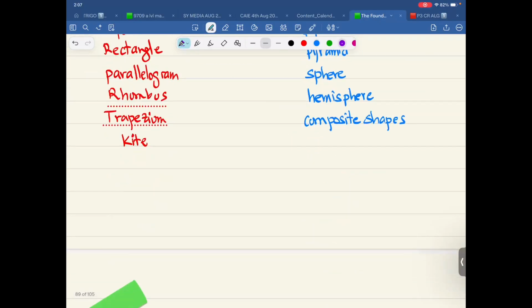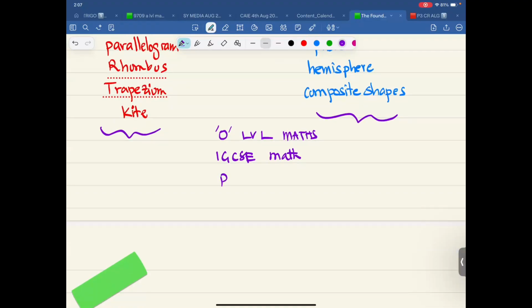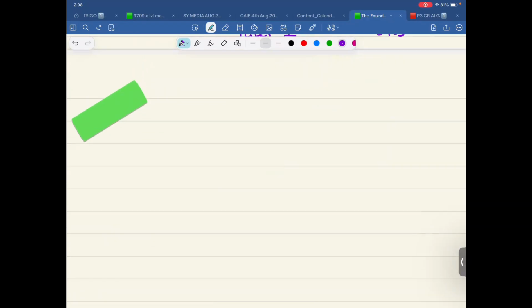Now, this is about O-level maths, or it's about IGCSE maths. There is very little difference between the two. So this knowledge is now used in pure math, P1, AS level math. And pure math P1 is technically paper 1 of the syllabus 9709. Now, what kind of questions can they ask? They can use these formulas and they can use algebraic manipulation.